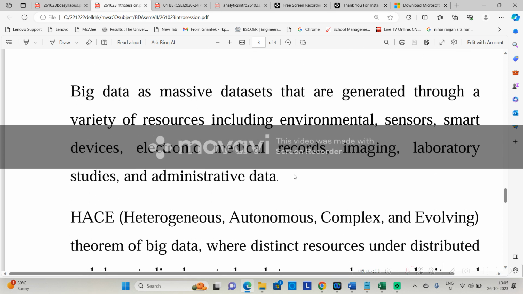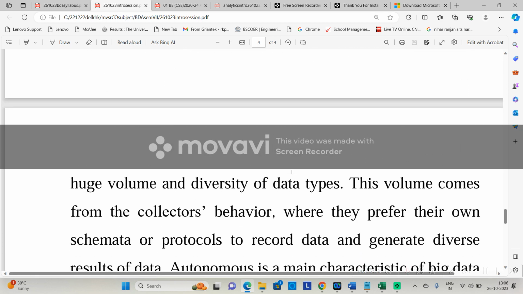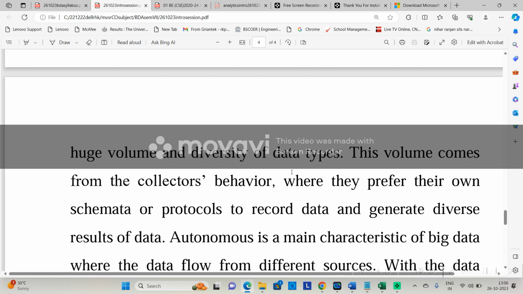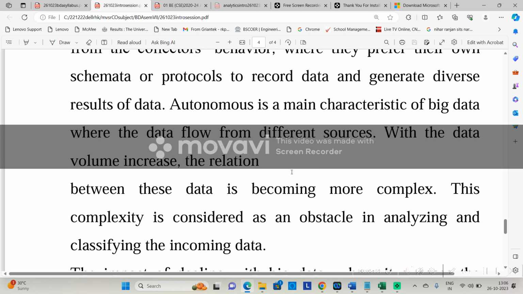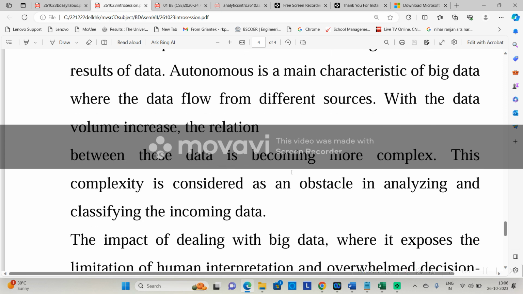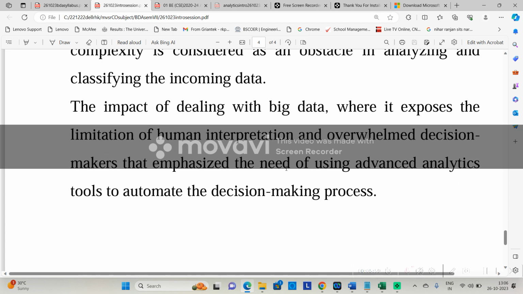So, big data is generated through sensors, smart devices, imaging, laboratory studies, administrative data. Big data is HACE: heterogeneous, autonomous, complex, and evolving. Heterogeneous indicates diversity of data, volume of data. Why diverse data? Because the collectors of the data are diverse. They may use their own schemata, their own protocol. Why autonomous? Because data is coming from different sources. As the volume increases, the complexity of the data increases. The analysis and classification becomes more difficult.